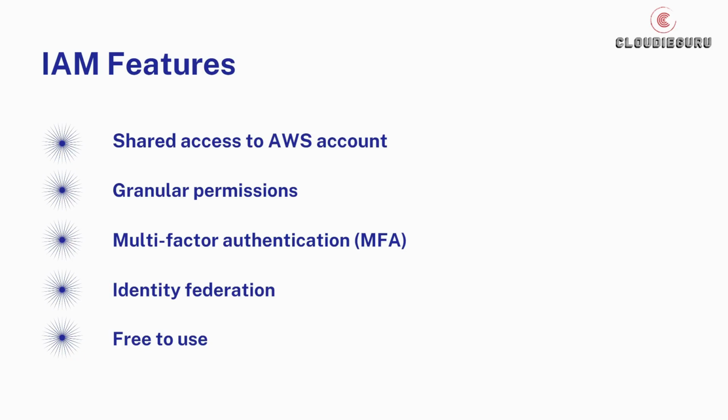Next is identity federation. We can allow users who already have passwords elsewhere, for example, in the corporate network or with an internet identity provider, in order to get temporary access to our AWS account.